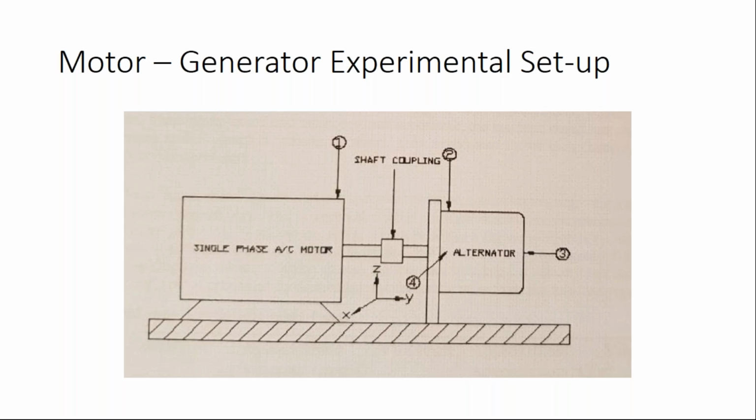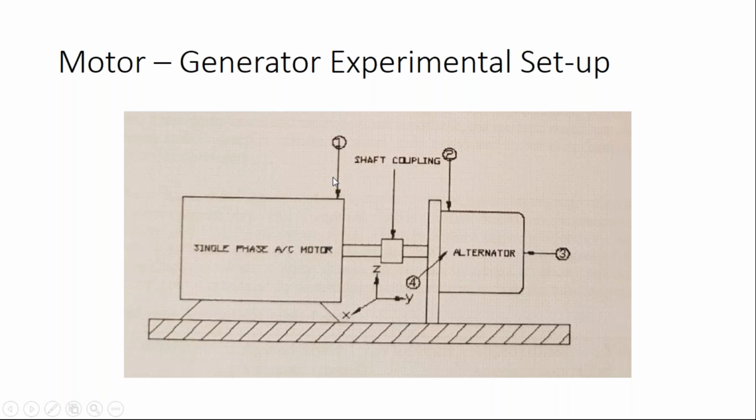So here we have a diagrammatic representation of what we have. We have the single phase motor, that's basically the drive for this machine. And then we have the alternator and we have a shaft coupling. What's important when you're doing vibration analysis is the positioning, where you put your sensors, and the naming, the nomenclature of how you do your measurements.